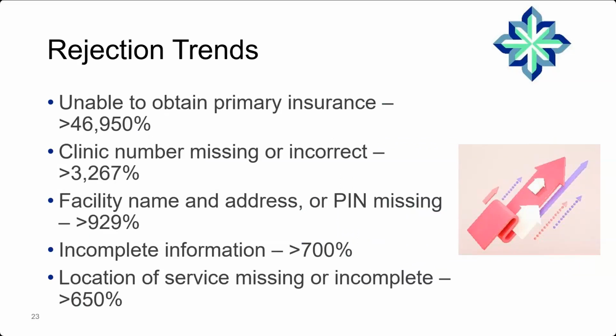What are we looking for? What's going on? Clinic number missing or incomplete. Again, that's the number where the facility was, facility name and address or PIN is missing, incomplete information, and then location of service missing or incomplete. So those are the types of things that we look at and we say, okay, what's going up, what's going down, what might we need to educate on?